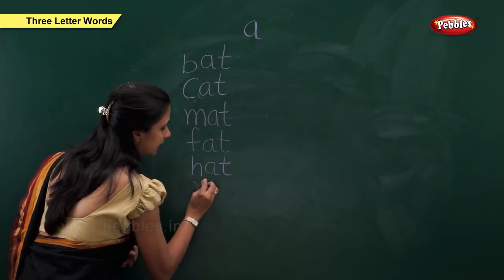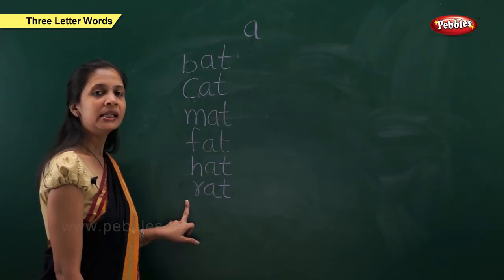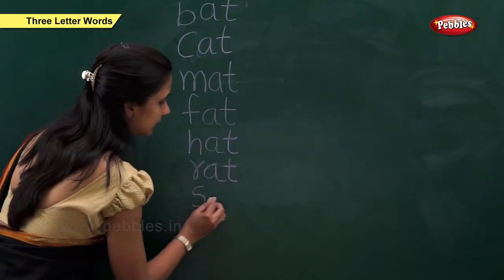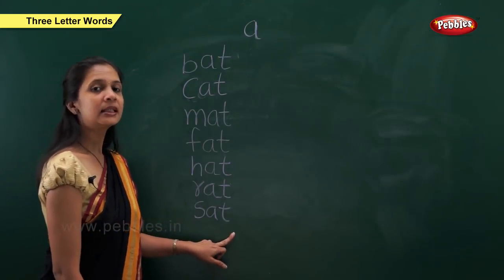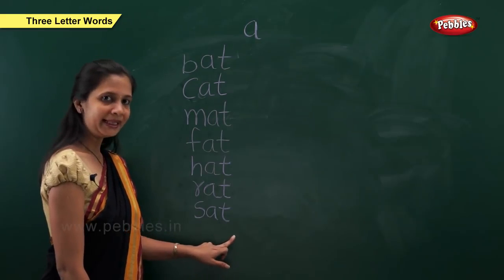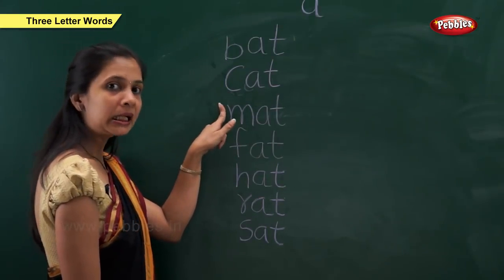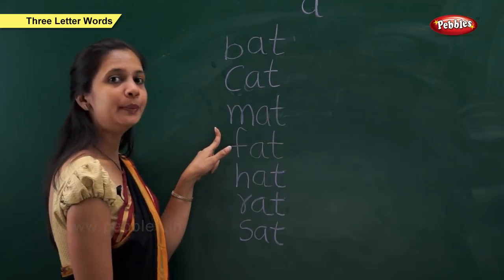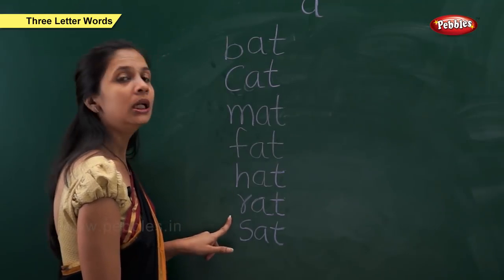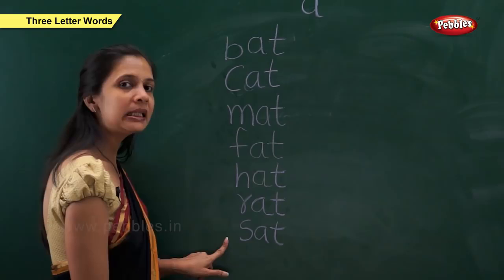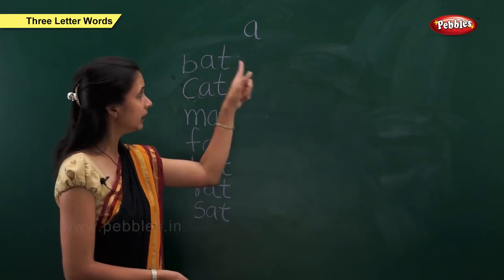The next is R, A, T, rat. S, A, T, set. Now we will repeat all this. B, A, T, bat. K, A, T, cat. M, A, T, mat. F, A, T, fat. H, A, T, hat. R, A, T, rat. And S, A, T, set. Okay. With the help of the vowel A, we can start with new words.